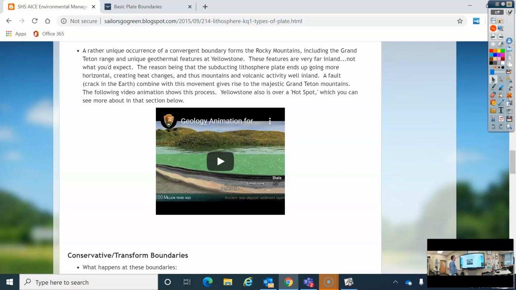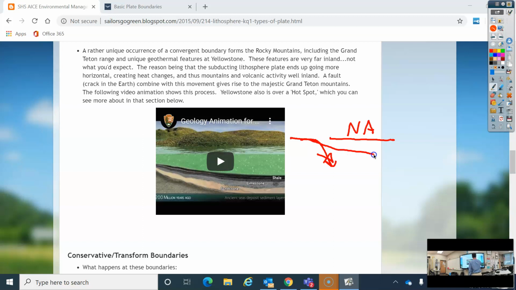The reason for this is that the subducting lithosphere plate ends up going more horizontal. It's a very small plate. So what you've got is this plate, and instead of going down like we would normally expect, and here's the North American plate, what happens is it actually just flows underneath here and then starts going down. Where this friction happens, there's your Tetons.